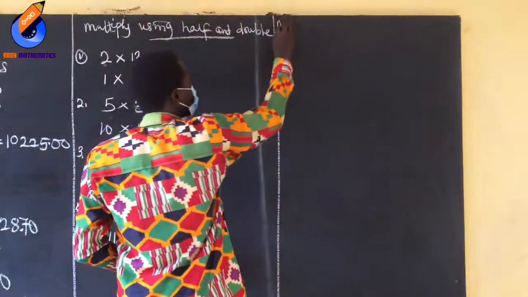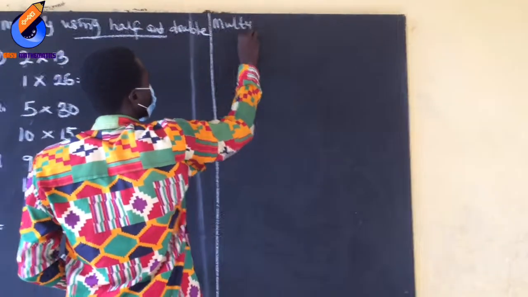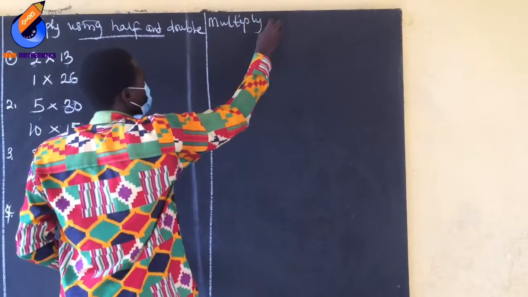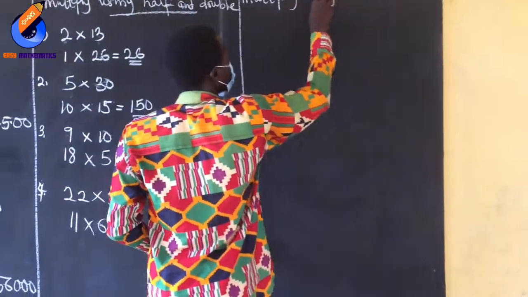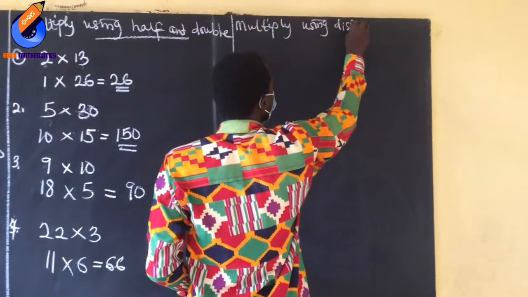Now let's look at multiplying using the distributive property.